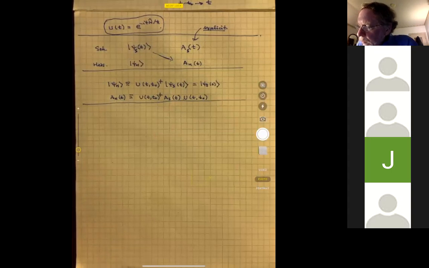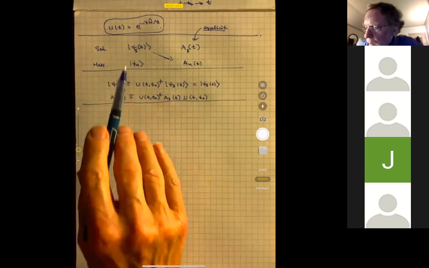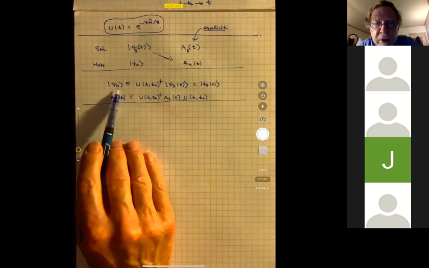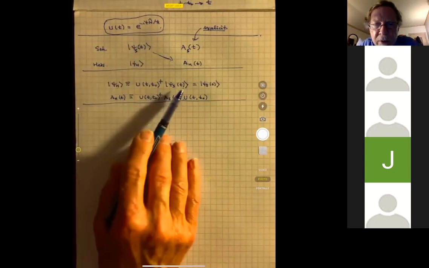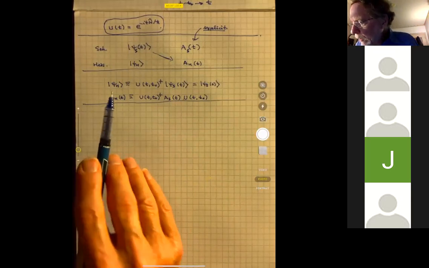Now, in the Schrödinger picture, of course, we have a Schrödinger equation for the state vector. That's what we've just been talking about. But in the Heisenberg picture, there is no Schrödinger equation for the state vector because it doesn't evolve. On the other hand, there has to be an equation of motion for the operators because they do evolve. So let's work out what that is.